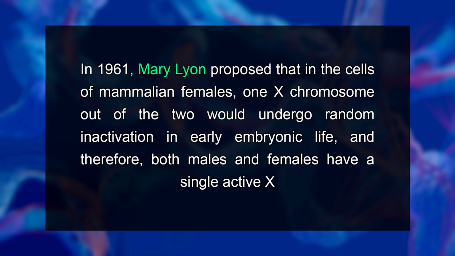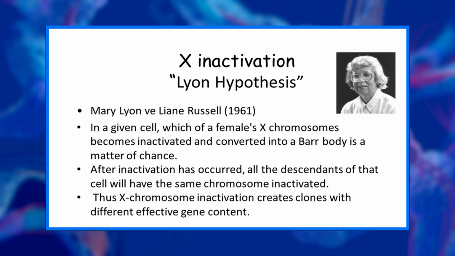In 1961, Mary Lyon proposed that in the cells of mammalian females, one X chromosome out of the two would undergo random inactivation in early embryonic life, and therefore both males and females have a single active X. Lyon's hypothesis provided an improved understanding of the basic mechanisms responsible for X-linked diseases. Classically, the description of X-linked inheritance is either X-linked recessive or X-linked dominant.